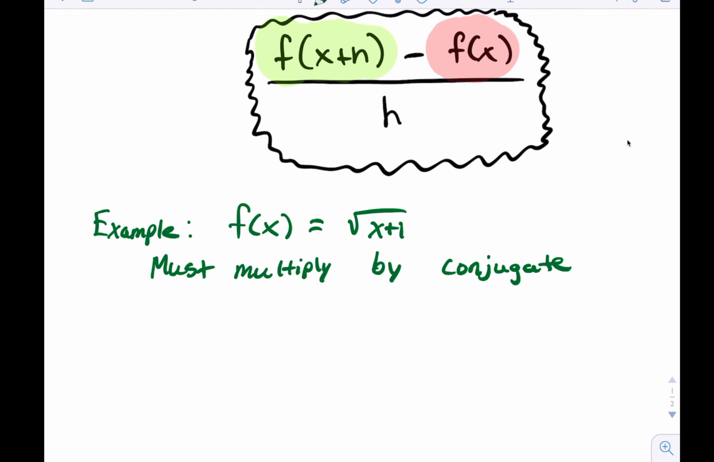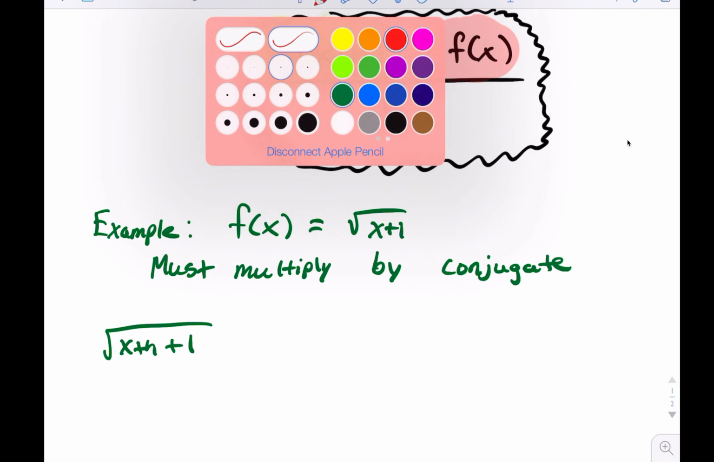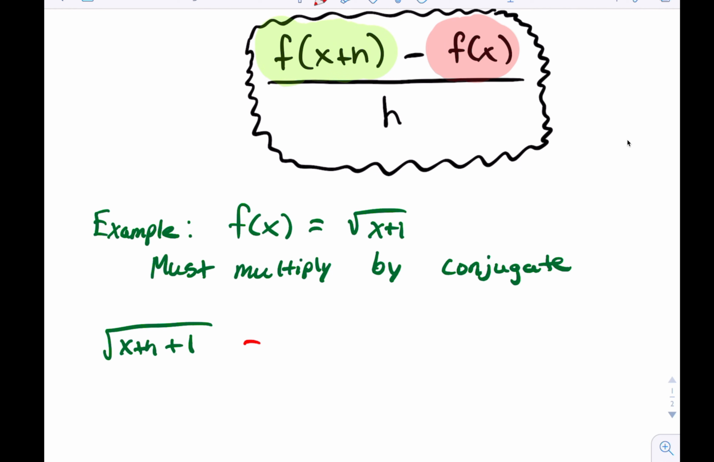Now again, before you get there, you need to do your setup. So the first part you're going to do is f of x plus h. So that's going to be square root of x plus h plus 1. So that's f of x plus h. And then you're going to subtract f of x, which is that. And then the whole thing is going to be over h. So that's your original setup.